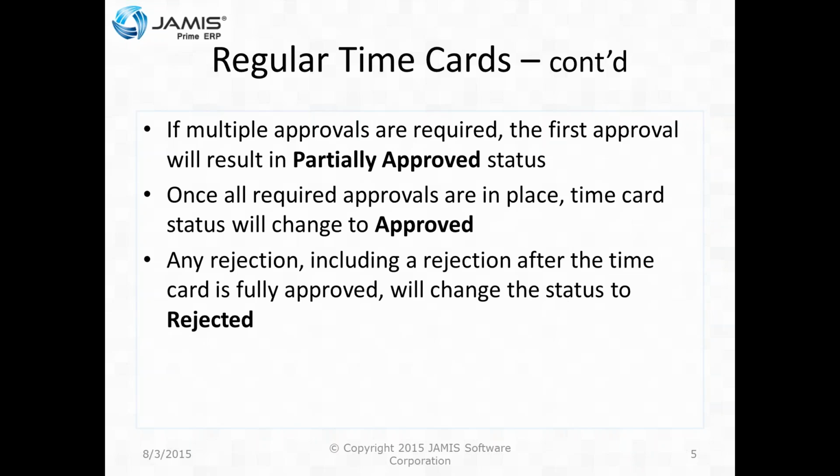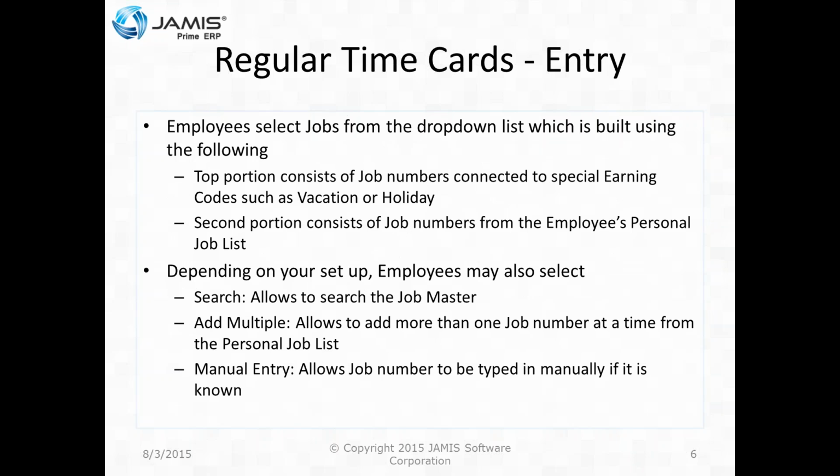I will get a little cavalier, and I will submit my time card before I really review it, and realize I forgot something. You simply just need to talk to your approver and ask them to reject the time card. That opens it up to you, and then you can make whatever changes you need and then just resubmit it.